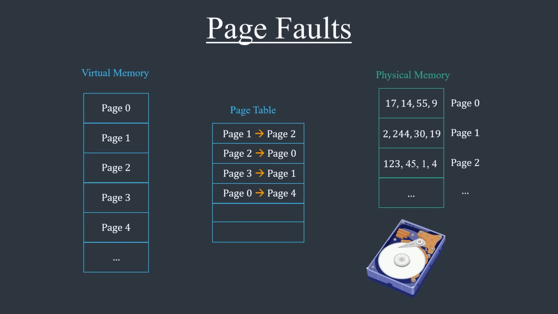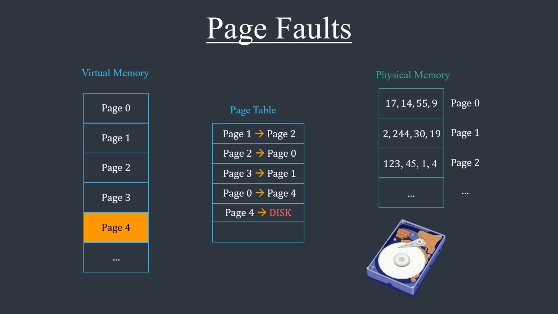Now let's talk about page faults. We've already mentioned what happens when the data is in RAM and the program tries to access it. The page table entry will say that the data is, for example, on the hard disk. But how does this actually work?